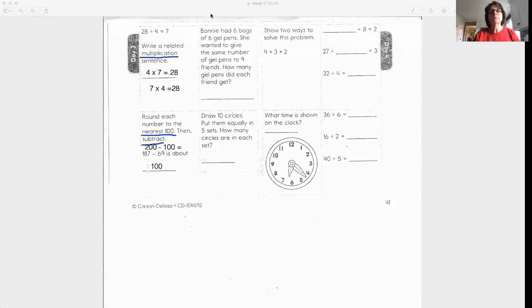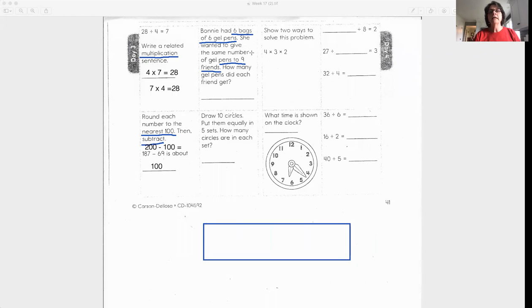Okay, next one is a word problem. It says Bonnie had 6 bags of 6 gel pens. So I'm going to underline my notes. Right now I'm picturing 6 bags and each one has 6 gel pens in it. She wanted to give the same number of gel pens to 9 friends. How many gel pens did each friend get? Well, this sounds like it's going to be a 2-step problem, because what I'm wondering is, before she can give them away, how many does she have? So if I have 6 bags with 6 gel pens in each one, I can draw a tape diagram, or you could just draw equal groups, but I'm going to draw a tape diagram down here.